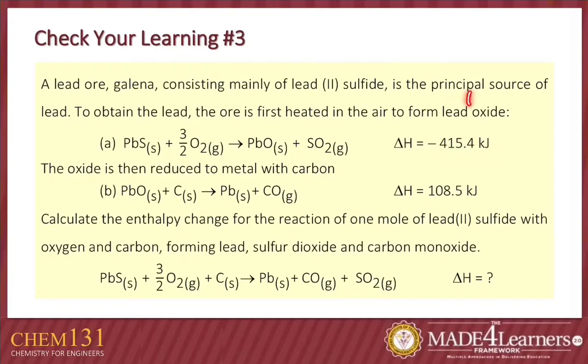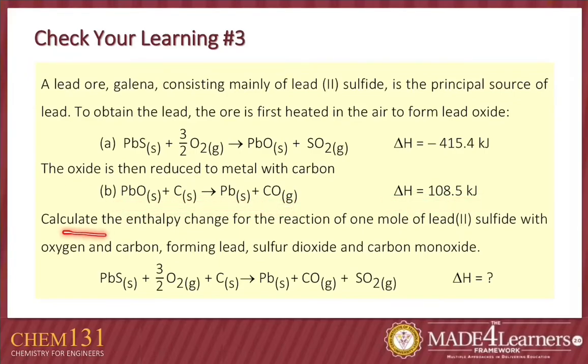So by the way, there is a 2 here. That's plumbous oxide. The oxide is then reduced to metal with carbon. So from this oxide, PbO, reacting with carbon, it is reduced to metal only. So lead is what is left. And this reaction is endothermic. It absorbs 108.5 kilojoules of heat.